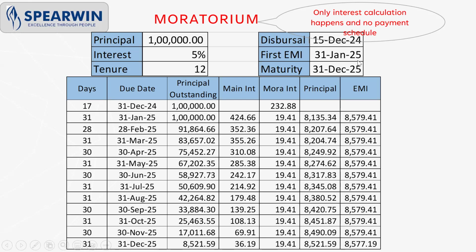So this is like 365 days plus 17 days extra. For the first 17 days, the system accrues interest of 232, but there is no schedule to charge the customer.